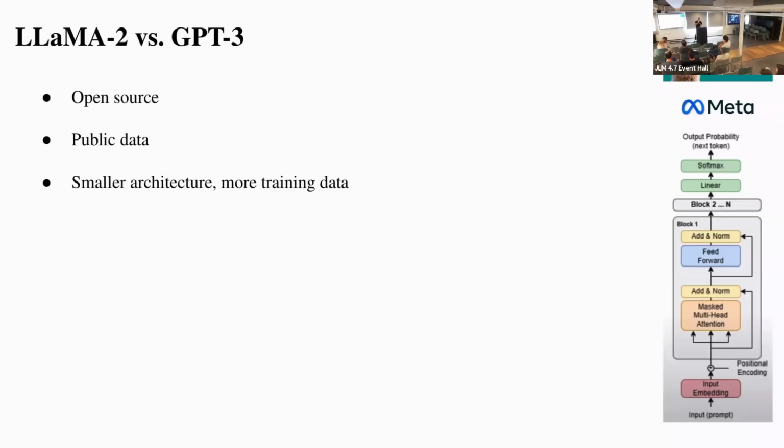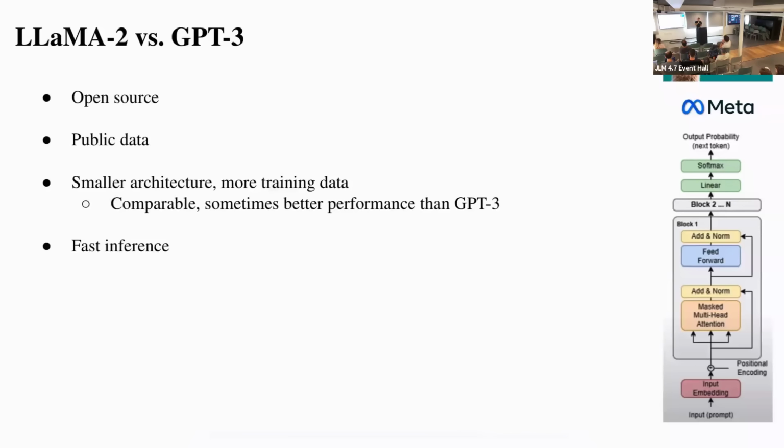But it is trained on much more training data, and this is the main difference between them. So even though it has a smaller architecture, since they trained it on much more data, LLaMA 2 shows comparable and sometimes even better results than GPT-3. The last important thing is fast inference. Since LLaMA 2 is a smaller model with fewer parameters, we can enjoy lower latency, which is important for production. So we will prefer LLaMA 2 and not GPT-3 for production usage.